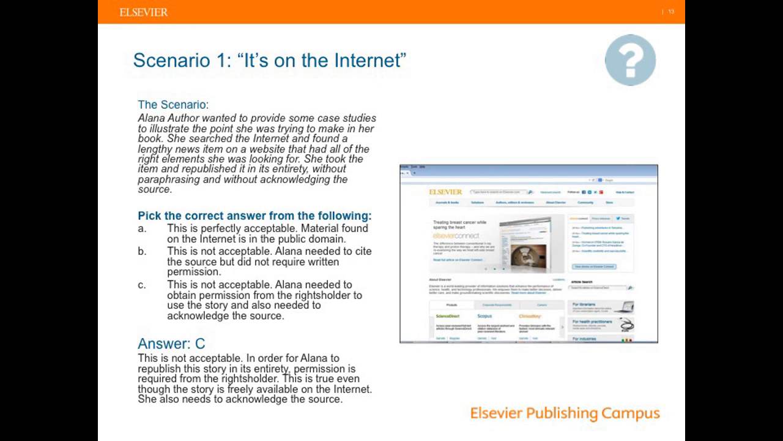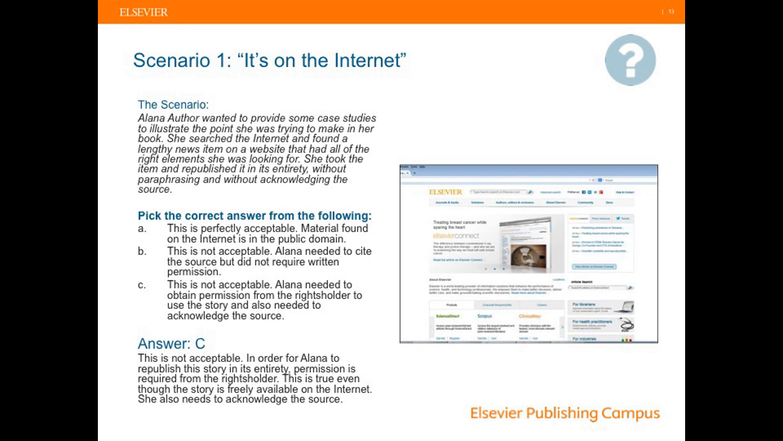A. This is perfectly acceptable. Material found on the internet is in the public domain. B. This is not acceptable. Alana needed to cite the source, but did not require written permission. Or C. This is not acceptable. Alana needed to obtain permission from the rights holder to use the story and also needed to acknowledge the source.